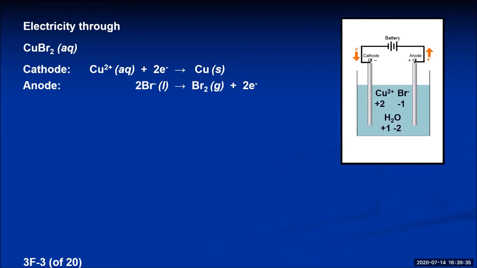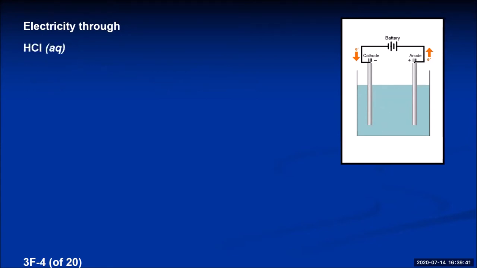So most of the time, that's what happens when you pass an electric current through a water solution of a compound. Here's another example. Let's say we have a hydrochloric acid solution. Well, what's in here? Because hydrochloric acid is a strong acid, you have hydrogen ions and chloride ions breaking apart, floating around separately, and their charges would be plus one and minus one. But because this is aqueous, you also have water in there, and so you have the hydrogens and oxygens in water whose charges are +1 and -2.